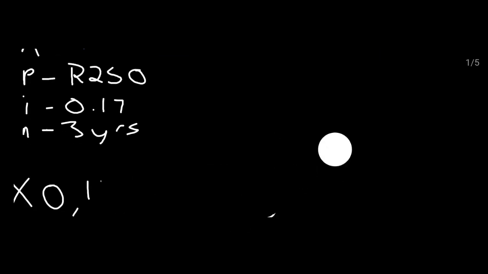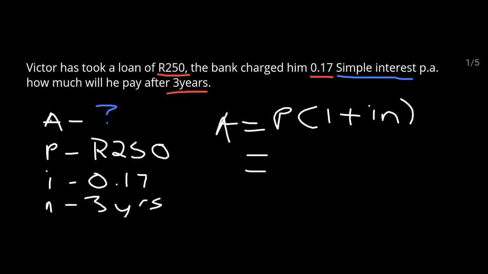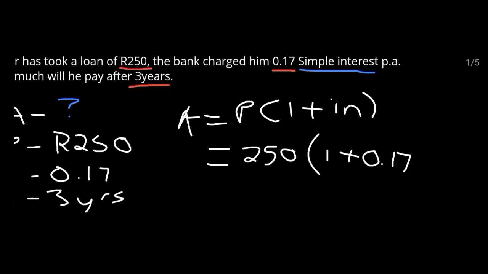This is not a must, guys, to do it manually, unless your teachers prefer you to do it manually. You can just use the formula, but it's simple interest, therefore we're going to use this formula. We know our principal amount is 250, then 1 plus the interest, which is 0.17. Remember, we don't need to convert it. Then we multiply it by the number of years, which is 3.